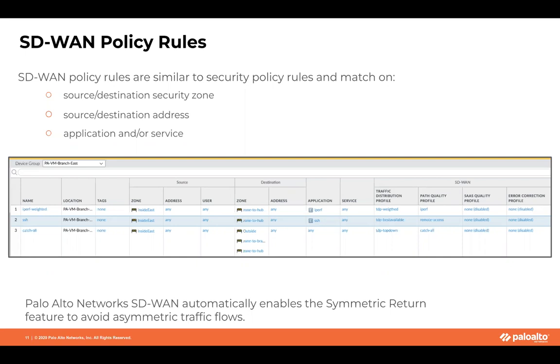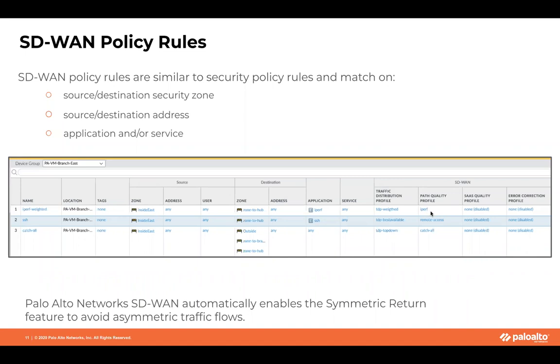If the application is permitted by security policy and the process goes through Content-ID and App-ID, everything looks good. Then at that point, if there is a zone match, address match, or application match within the SD-WAN policy rule, that rule will be evaluated by the SD-WAN policy and distributed based on a specified traffic distribution profile. It will be treated with the specified path quality profiles if there's a need to trigger that, or to move that application or session to a better performing path based on the path quality profiles assigned.